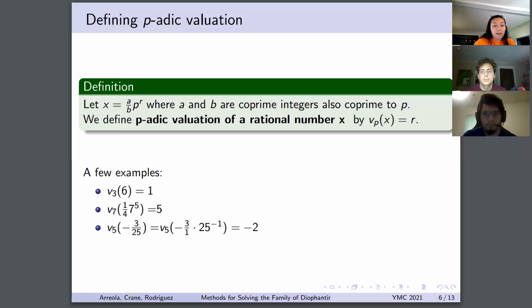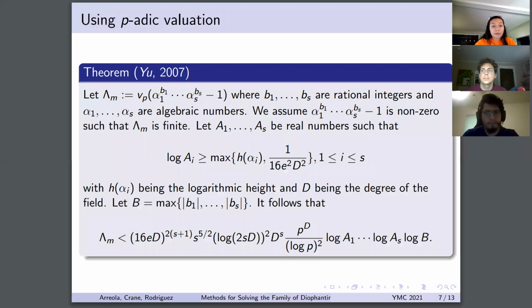So now that we've done this, let's look at how this actually helps us. We're able to use some bounds for these types of things. And this is really important because p-adic valuation is heavily studied. It's a very interesting area of math, and we're actually able to get some bounds on p-adic valuation. So specifically, this theorem from Yu in 2007 gives a great upper bound on the p-adic valuation of a product of algebraic numbers raised to these integer coefficients -1.